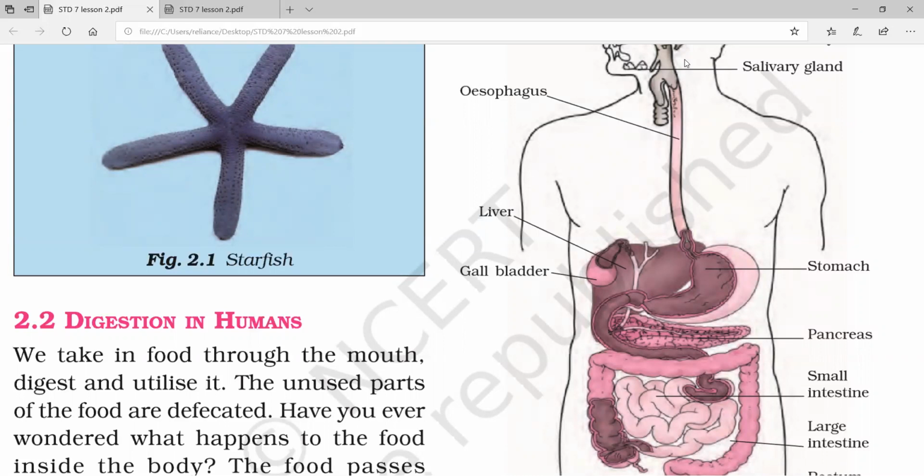So it is the most important part of the digestive system. Actually all parts are functioning together and they are completing the process of digestion. So let's study about the small intestine.